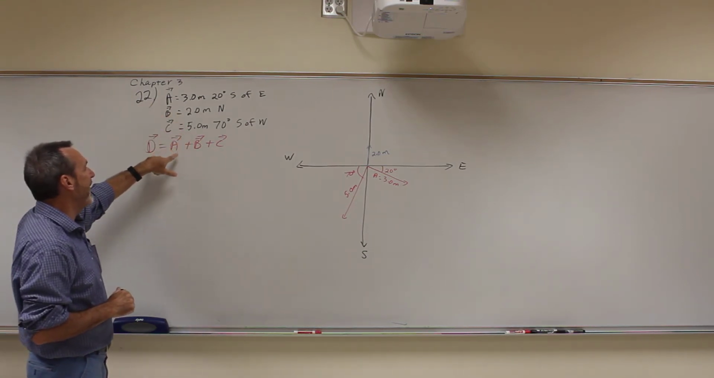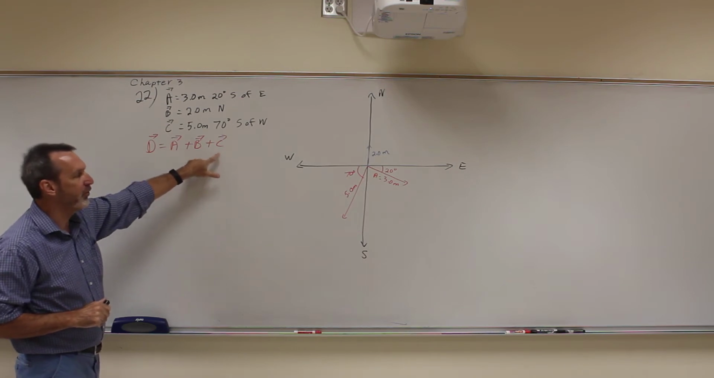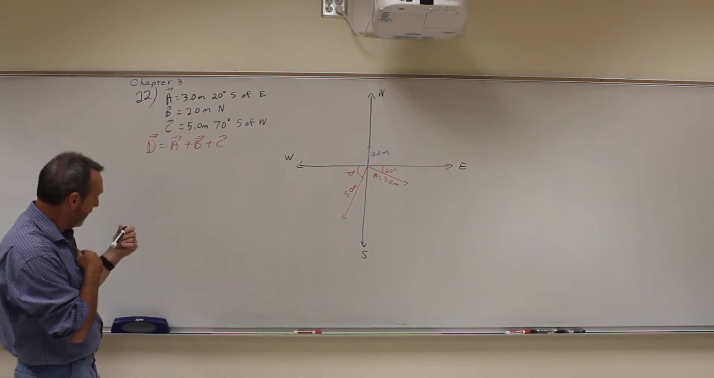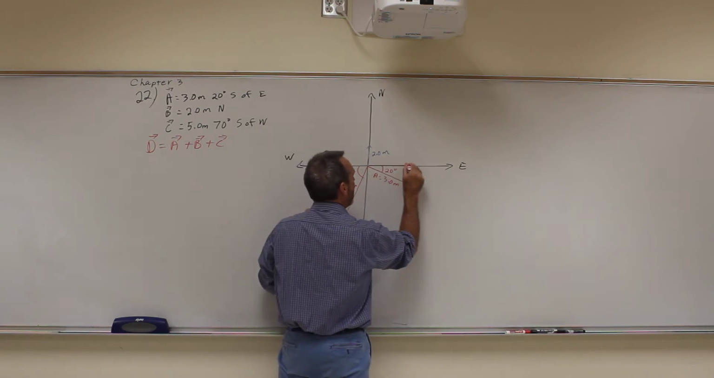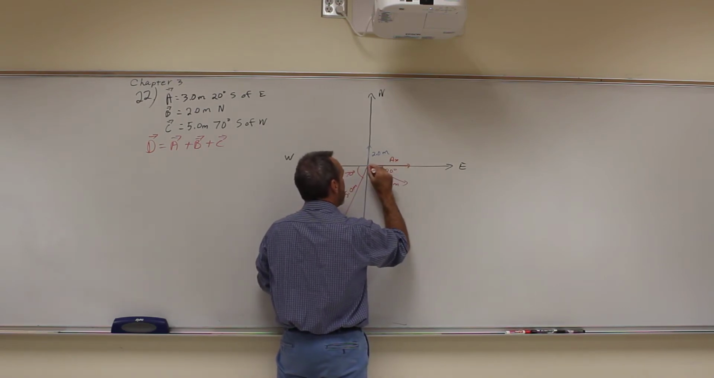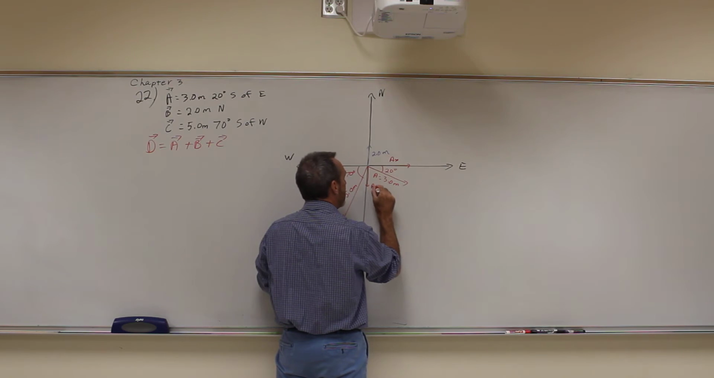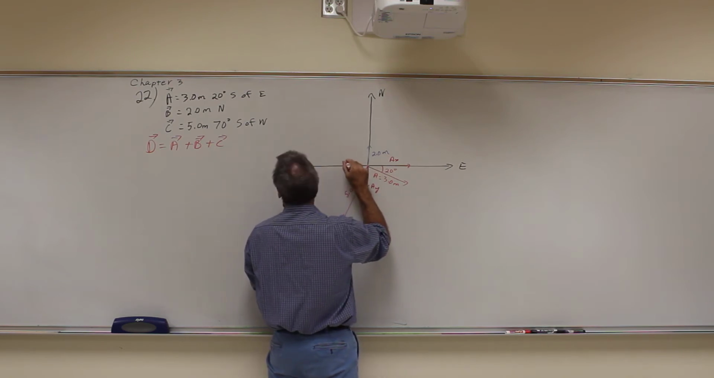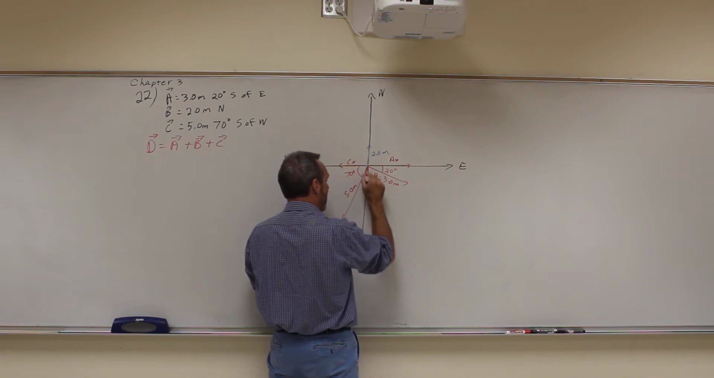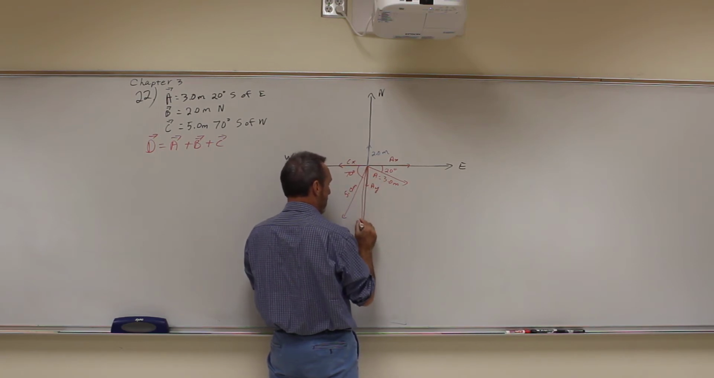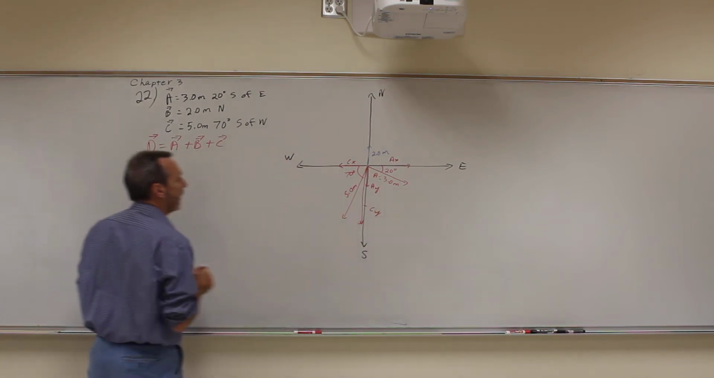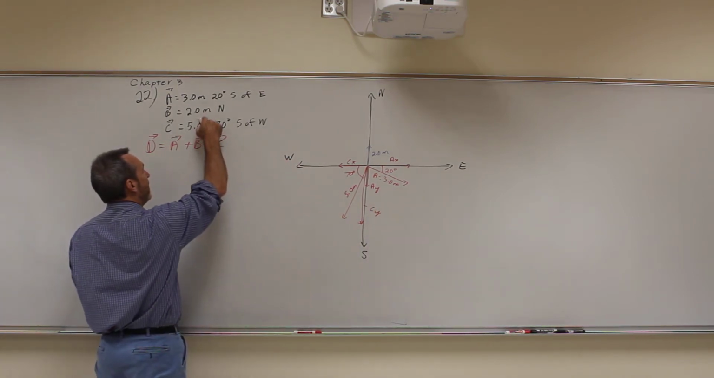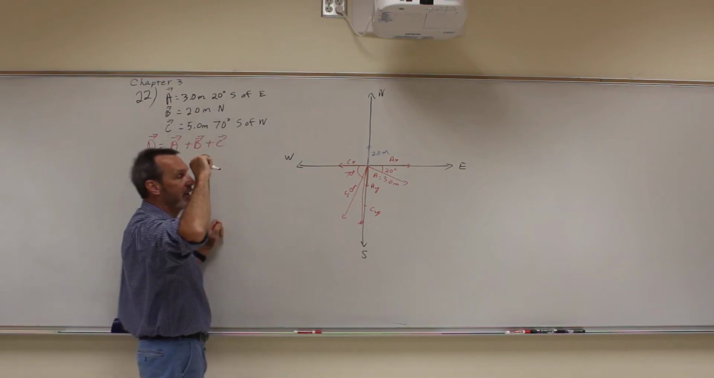Now what we do to add these is we got to do it in component form. So we need the components of all these. So remember, the components we have: we want Ax here, we want Ay here, we want Cx here, and Cy here. And we don't have to do components of B because it's already on the axis.